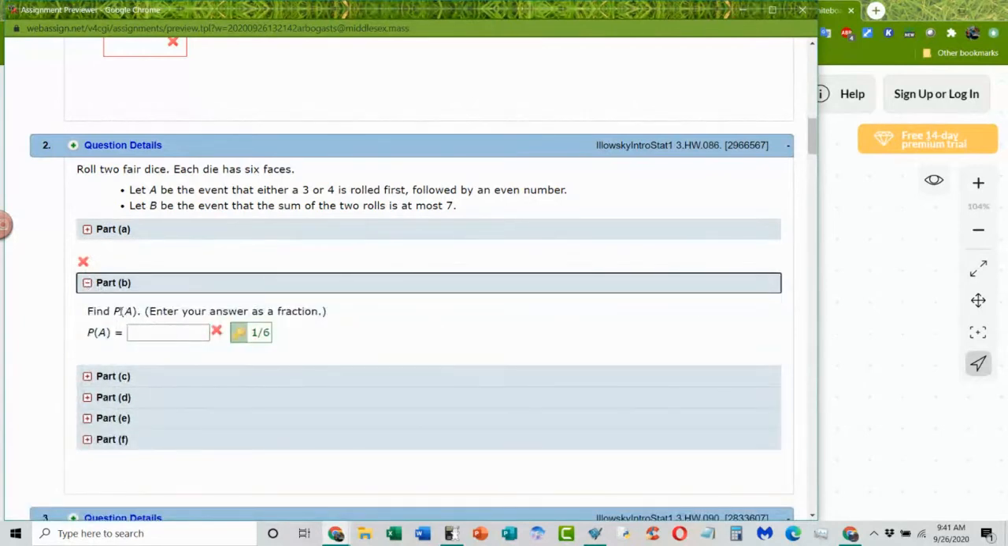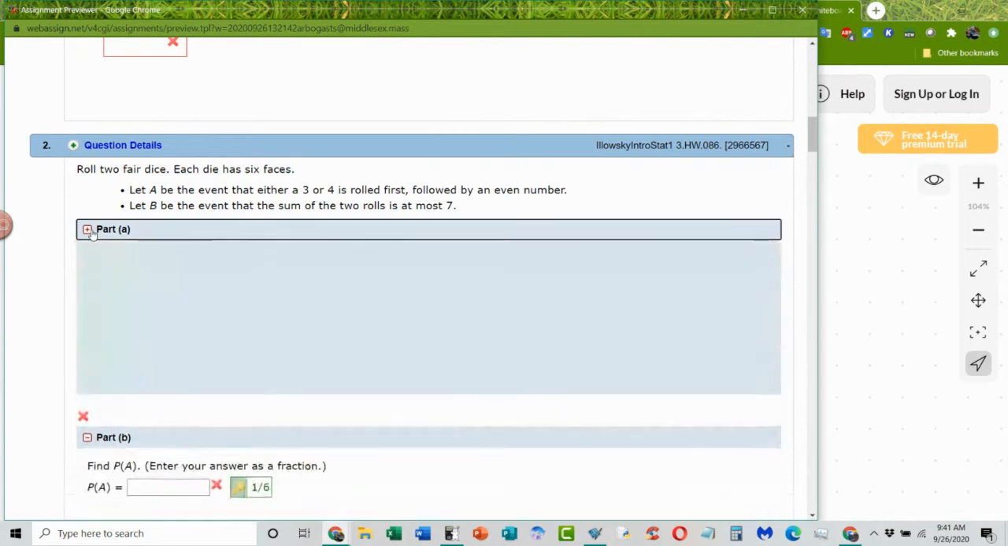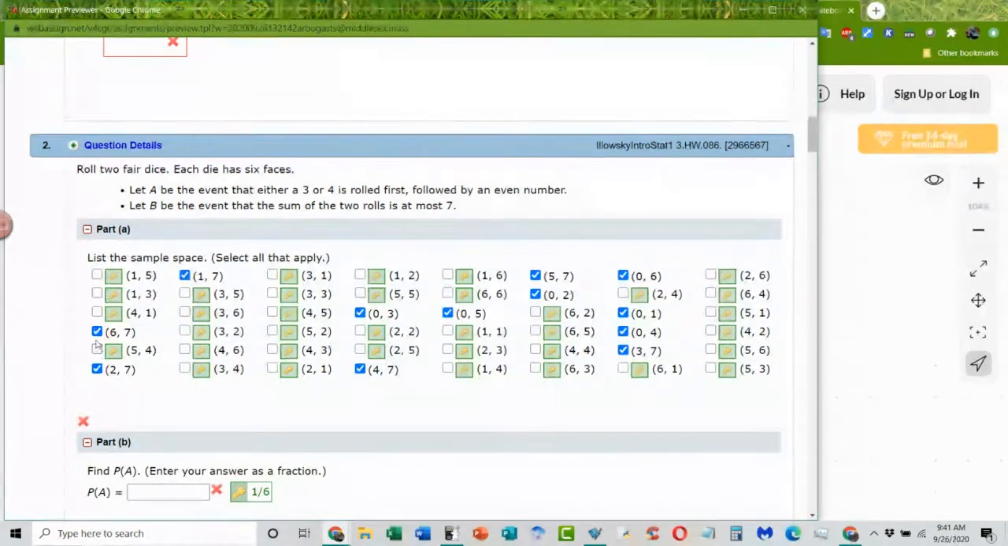Now, knowing that, they want to know, well, what's the probability of getting A to happen? So, well, what is A? I'm going to uncheck all these. I wish there was a quick way to uncheck. Okay. So A is that a 3 or 4 is first. So I'm going to find all the 3 or 4s that have come first. 1, 2, 3, 4, 5, 6.